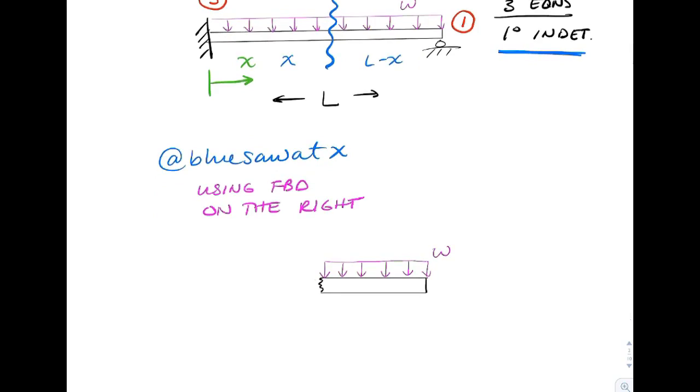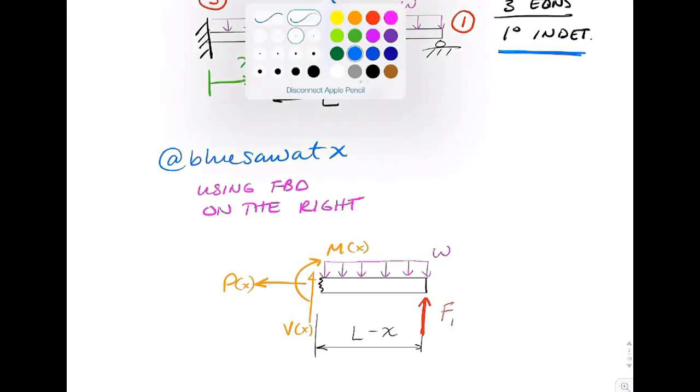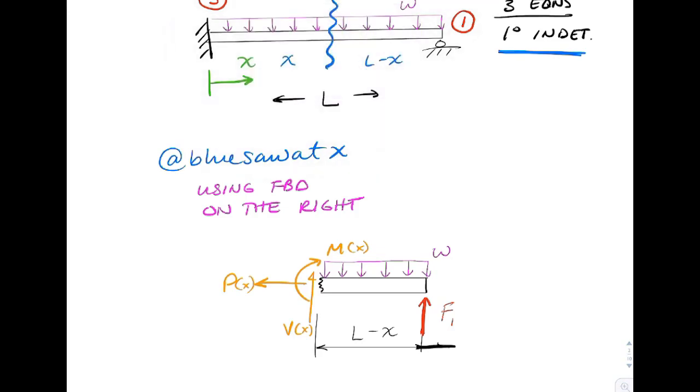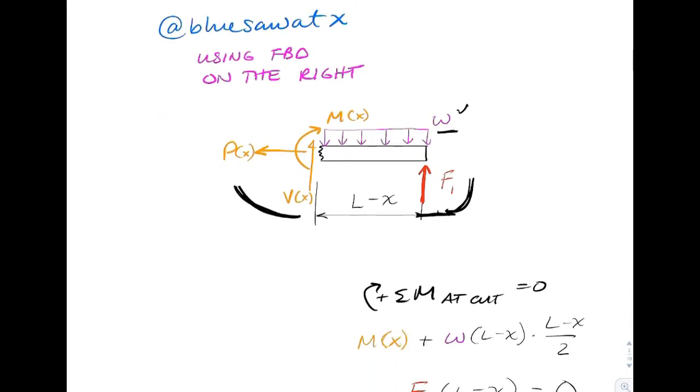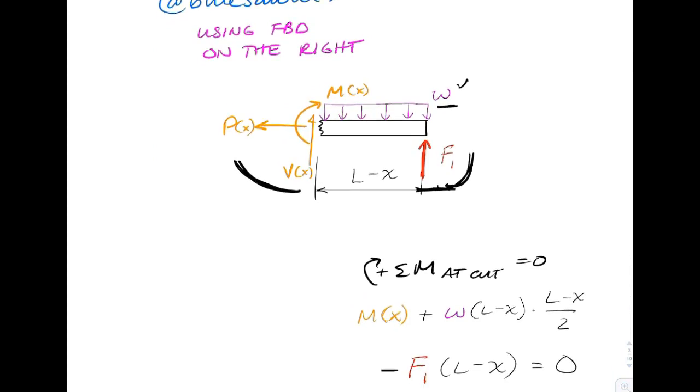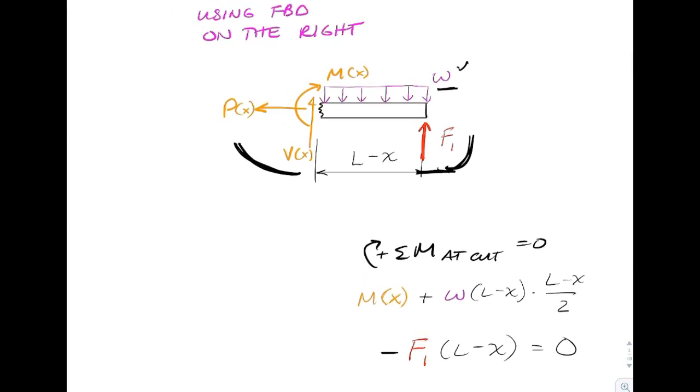And what's the free body diagram going to look like? It's going to have the reaction force from the roller. I'll call that F1. There's the 3 internal forces, moment, shear, and axial. And there is our external applied load, W, our uniform load. So we are going to find M of x. It's just going to be a function of a red arrow.